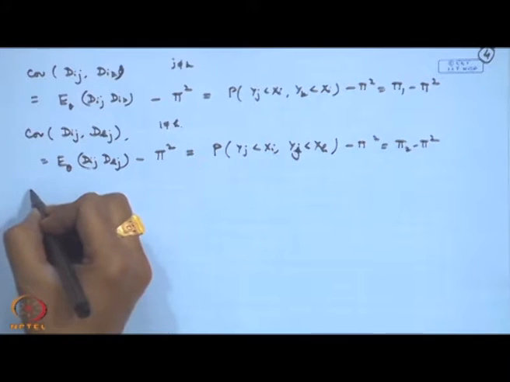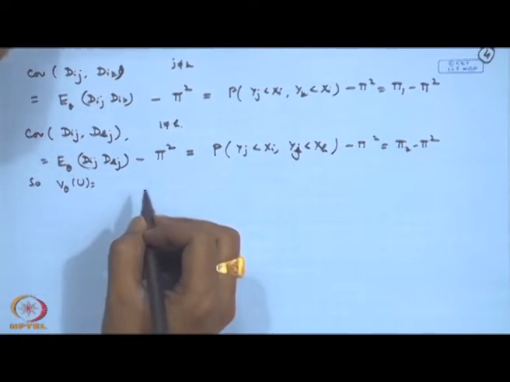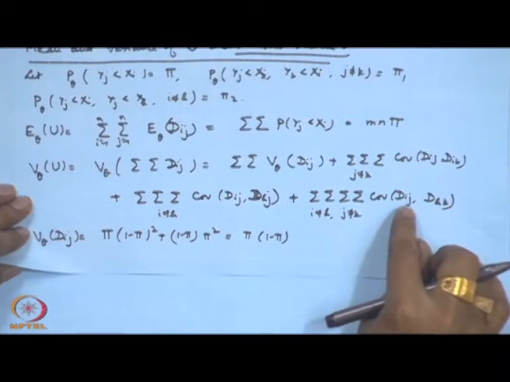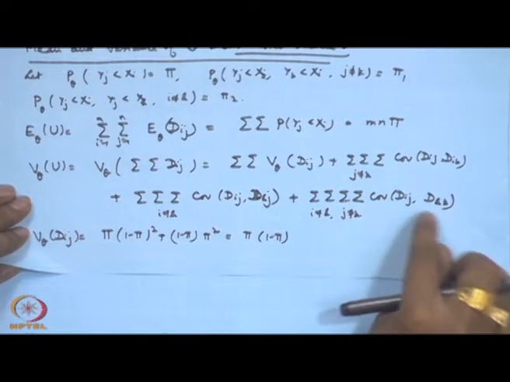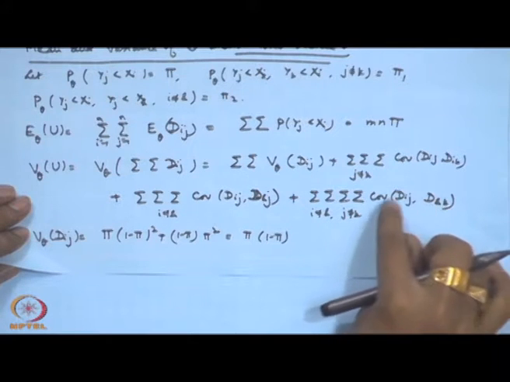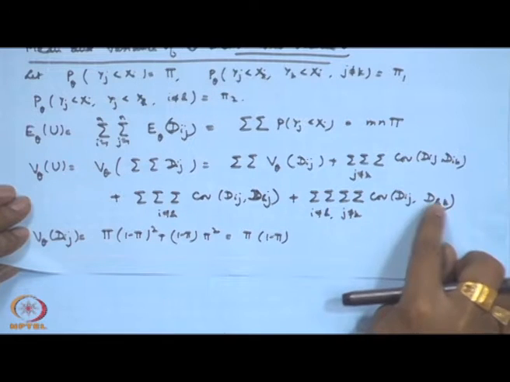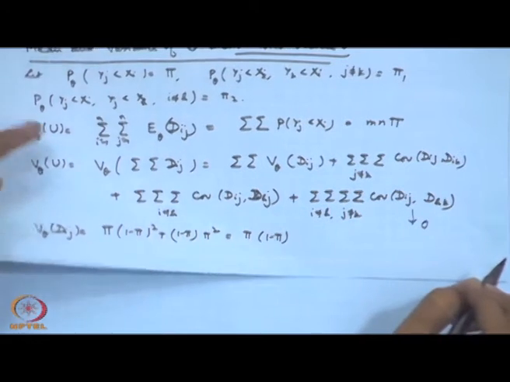So, now if we look at the variance of u after substitution of all the terms here, and of course, this last one will be 0. Why? Because this is involving y j and x i and this is involving y k and x h. Since x1, x2, xm, y1, y2, yn are independent random variables, therefore, d i j and d h k will be independent and therefore, the covariance between them will become 0.